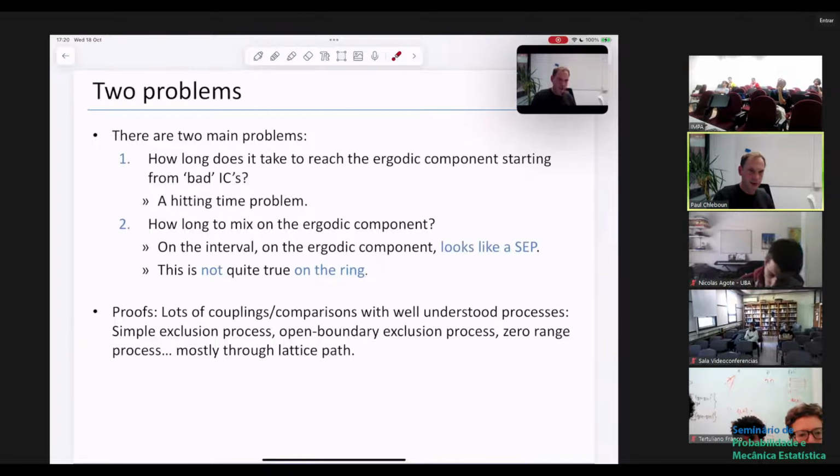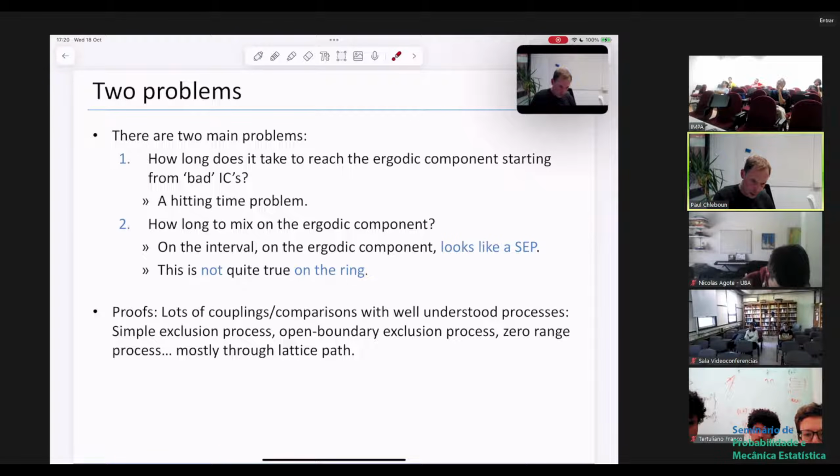I've already hinted at it. The way we approach this problem is to break it down into two subproblems. First, how long does it take to reach the ergodic component starting from bad initial conditions? It's essentially a hitting time problem. Secondly, once you're on the ergodic component, how long does it take to mix? In particular, once we're on the ergodic component, it essentially reduces to the analogous exclusion process, so simple exclusion process, either asymmetric or symmetric, depending on the situation we're in.